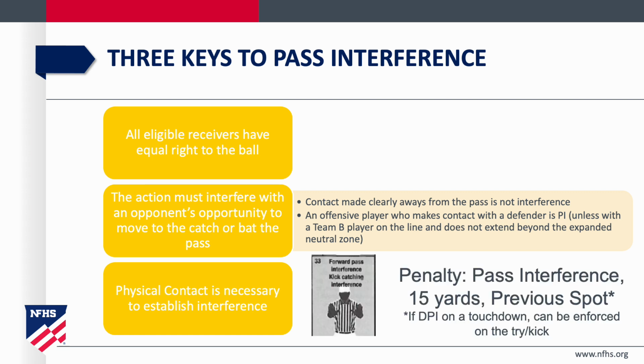Pass interference is a 15-yard penalty that is enforced from the previous spot. The only exception to this is defensive pass interference that occurs on a play in which the offense scores a touchdown or a try, in which case the penalty can carry over to the try or to the kickoff at the offense's option.